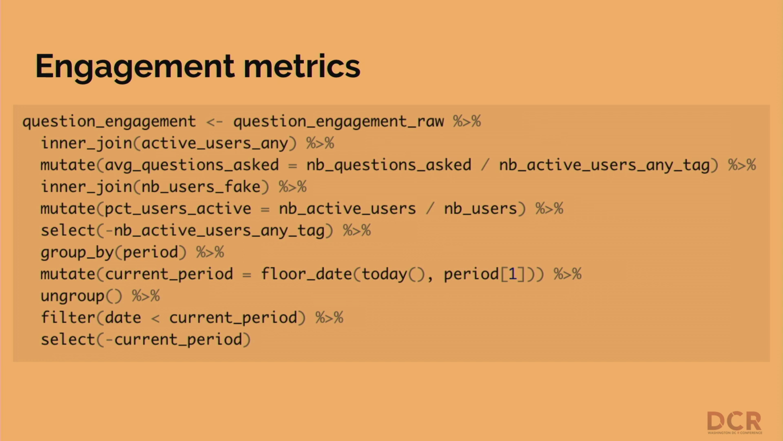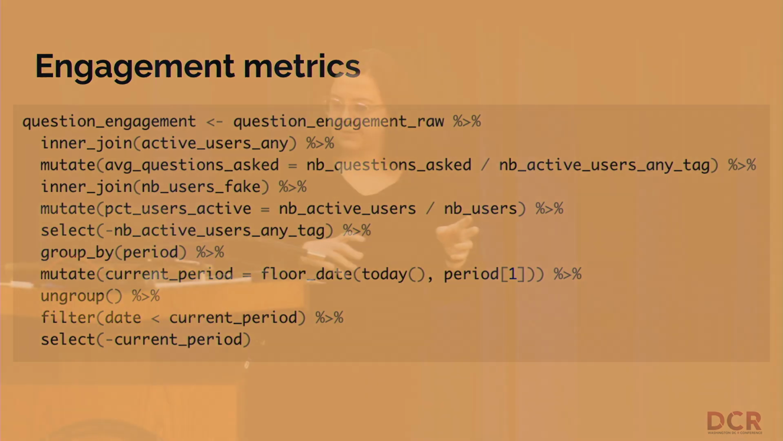So here I have everything. I'm going to put it all together. We really got a stew going here. So I'm going to take my question engagement raw. I'm going to pull in my active users any and calculate my average number of questions asked. That's line 3. I'm going to pull in the fake number of users, get my percent users active.